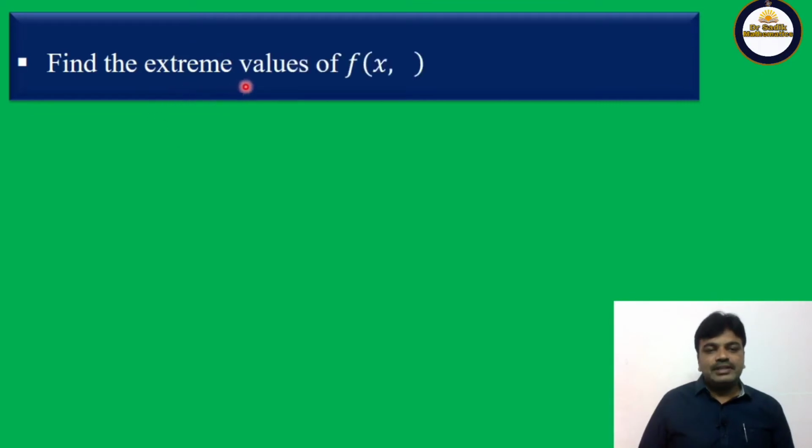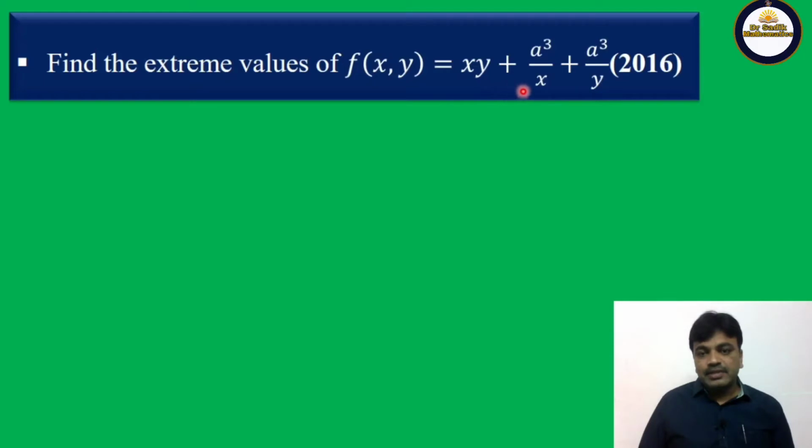Find the extreme values of f(x,y) = xy + a³/x + a³/y. Clearly here, x and y are not equal to 0. Now what does it say? Find the extreme value. Extreme value means maximum or minimum of this function. This is a very important problem, from 2016. Let us see the solution.